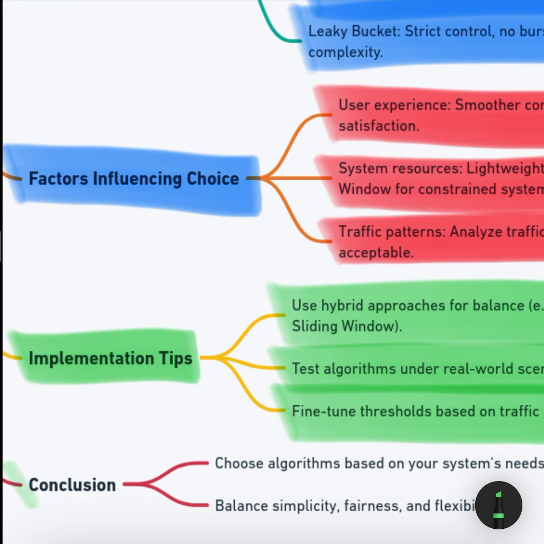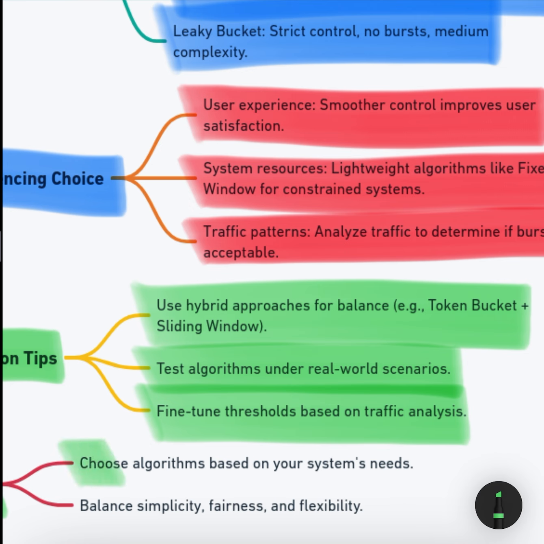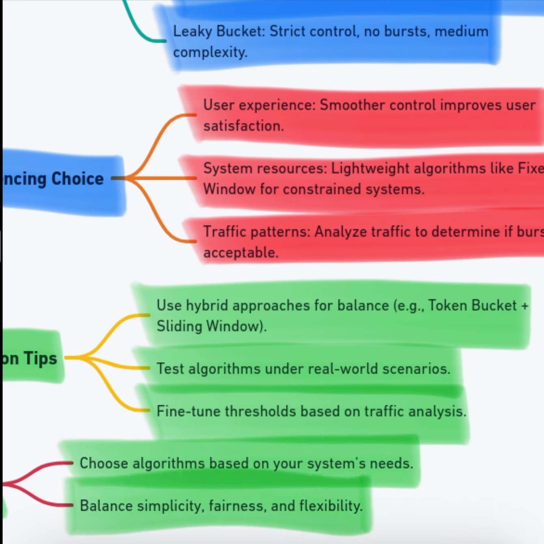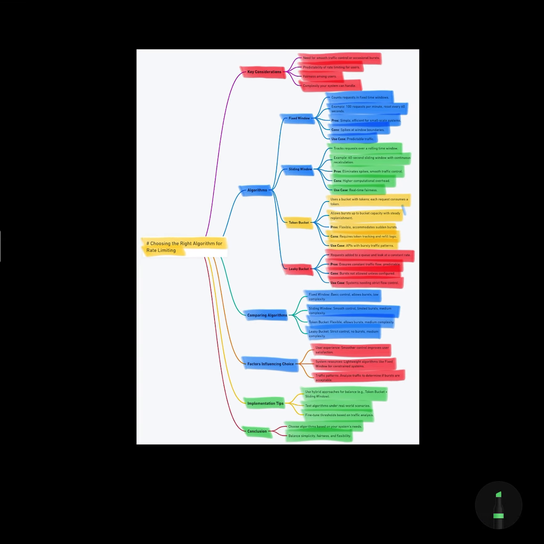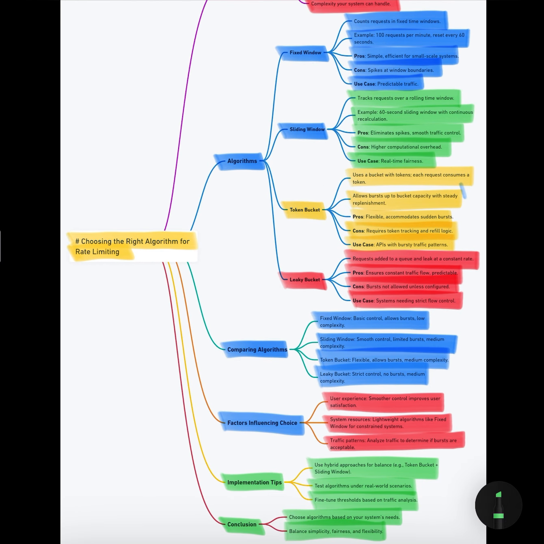Conclusion. Choosing the right algorithm ensures your rate limiter is effective and aligns with your system's requirements. Whether you need simplicity, fairness, or flexibility, each algorithm offers a unique way to balance traffic control with user experience. By understanding these options, you can make an informed decision to protect and optimize your system.